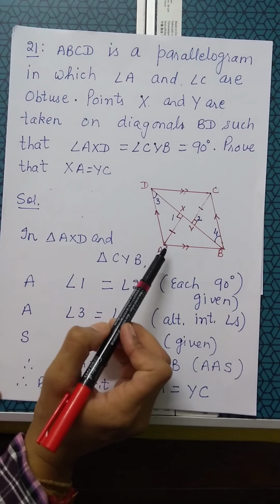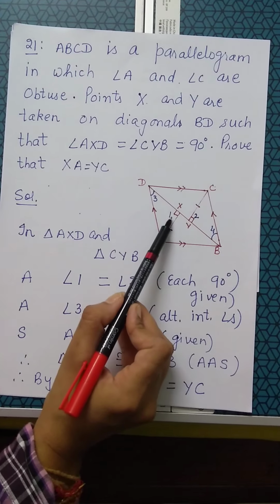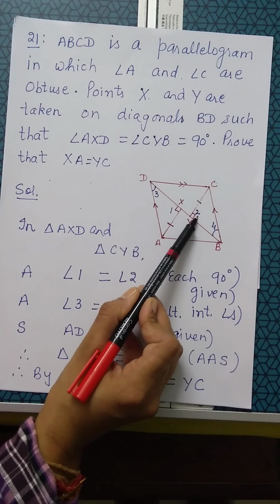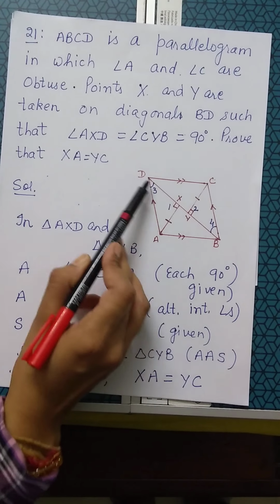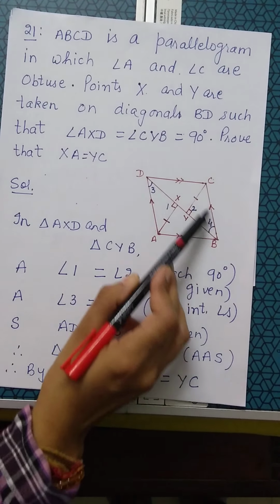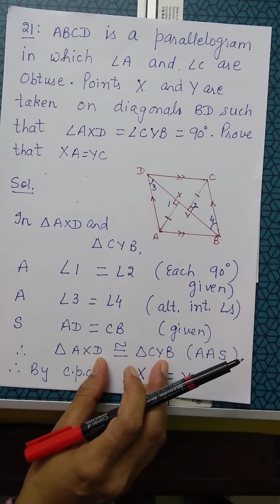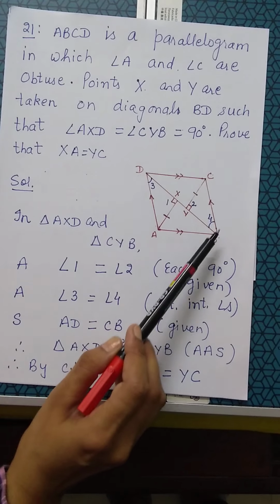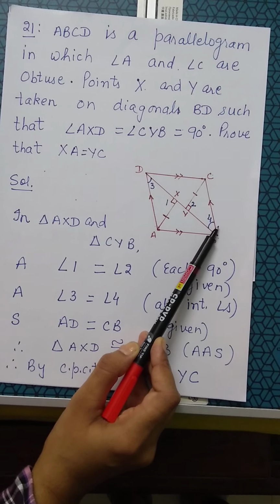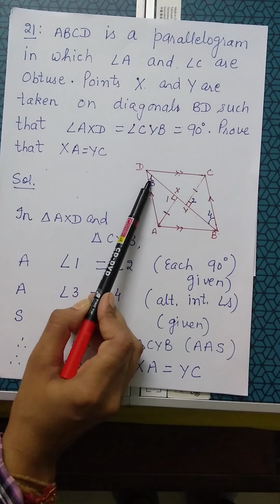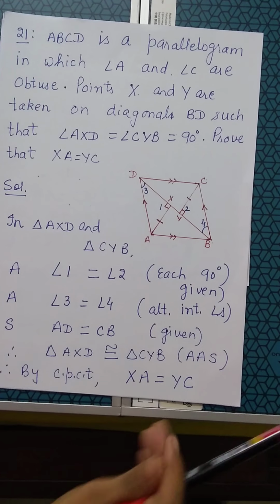So we'll take triangle AXD and triangle CYB. Angle 1 is equal to angle 2, each 90 degrees. This is given to us. Angle 3 is equal to angle 4. If you see, these lines are parallel and BD is a transversal. Therefore, these are forming alternate interior angles. Side AD is equal to side BC, opposite sides of the parallelogram. Therefore, triangle AXD is congruent to triangle CYB, and by CPCT I can say XA is equal to YC.